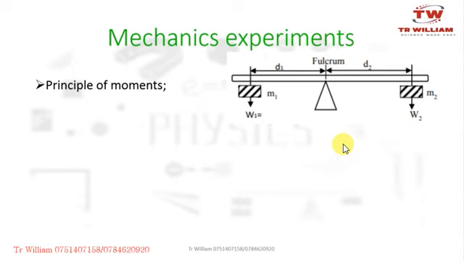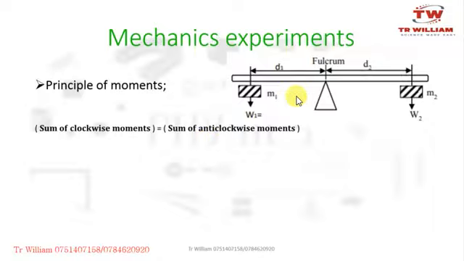Remember, the theory behind this is the principle of moments, and what does it say? Sum of clockwise moments equals sum of anti-clockwise moments. Which moments are causing clockwise rotation? W2 causes a clockwise rotation, W1 causes anti-clockwise rotation. We know the moment is force times distance, so it will be W2, which is our clockwise moment, times the distance from the pivot, being equal to W1 times the distance from the pivot.